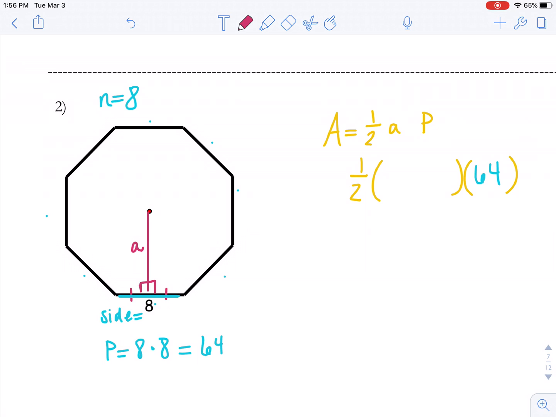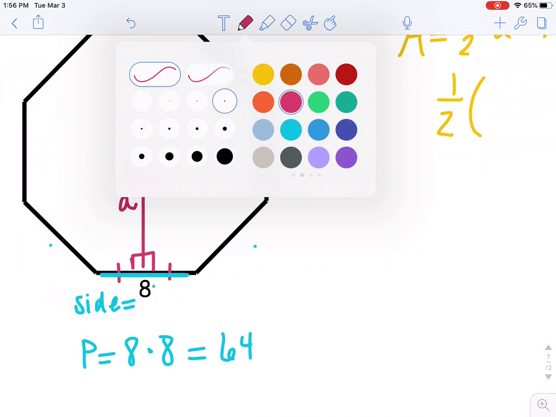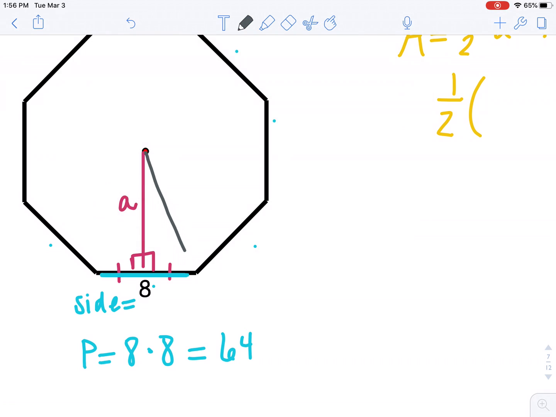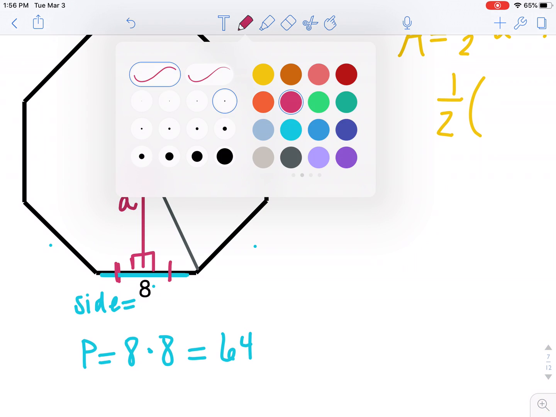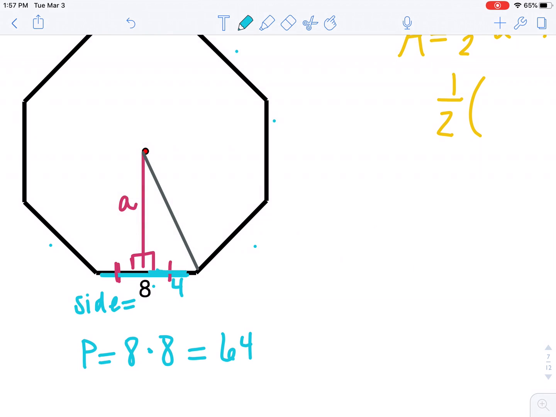Okay. Now, in order to solve for that apothem, I do need to draw in that right triangle. So I'm going to fill in the rest. I'm going to draw in my radius for my hypotenuse. And so now I've created the right triangle. I know that if the whole side length is 8, it's being bisected by the apothem. So I can go ahead and write down that this part of my right triangle is 4.